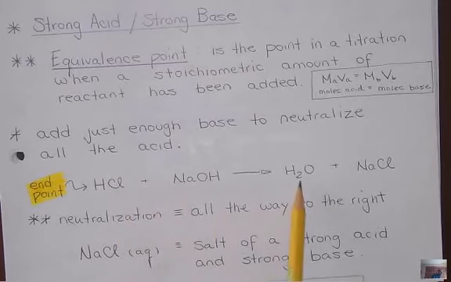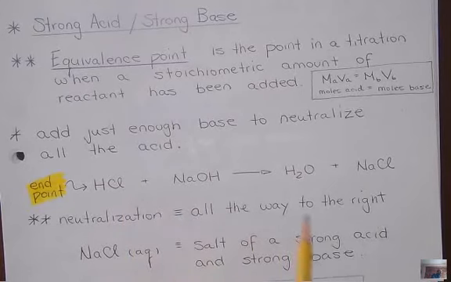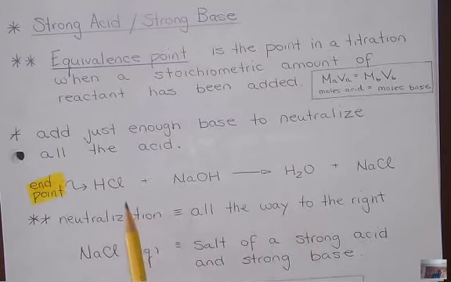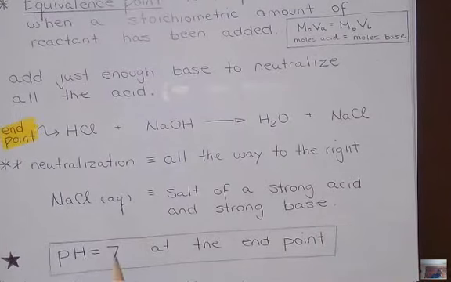Acid plus a base makes water and a salt. This is called a neutralization reaction. It's not an equilibrium reaction. It goes all the way to the right. Why? Because you're reacting a strong acid with a strong base. All the way to the right. NaCl is the resulting product.